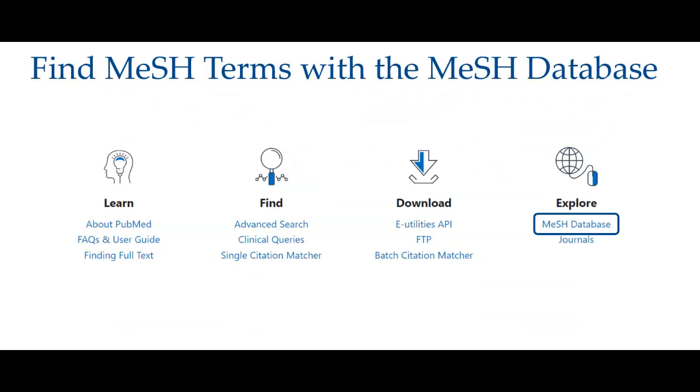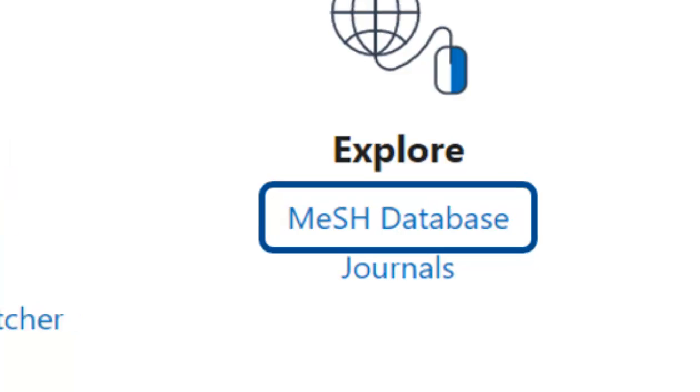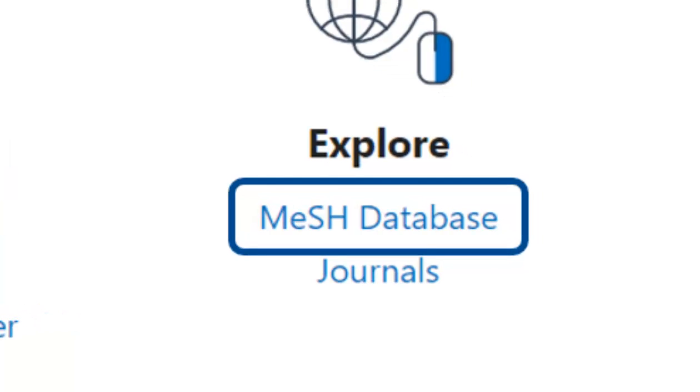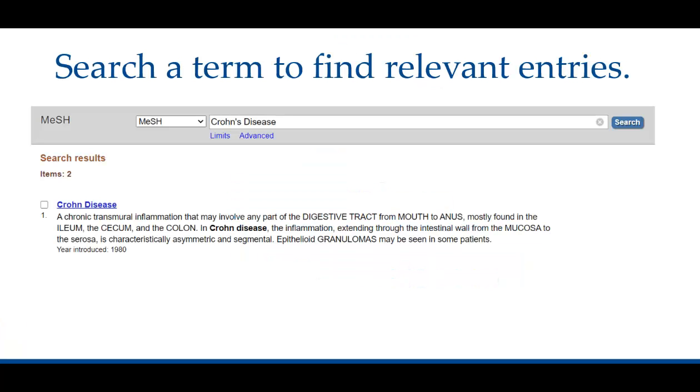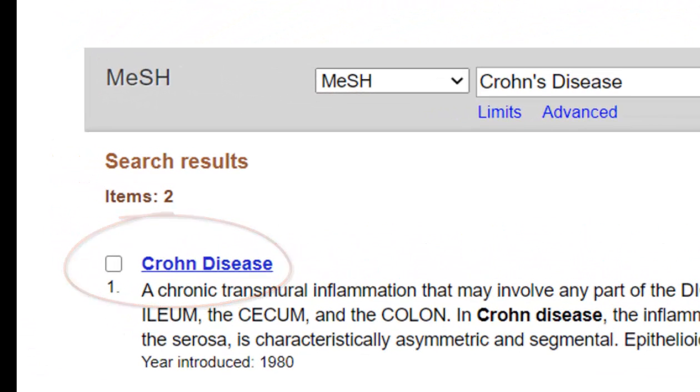As mentioned earlier in the tutorial, terms to construct the PICO concept map were taken from the medical subject heading, or MeSH, database in PubMed. Scroll down the PubMed homepage and select MeSH database. By typing Crohn's disease in the search bar, you will see that Crohn Disease is the MeSH term.